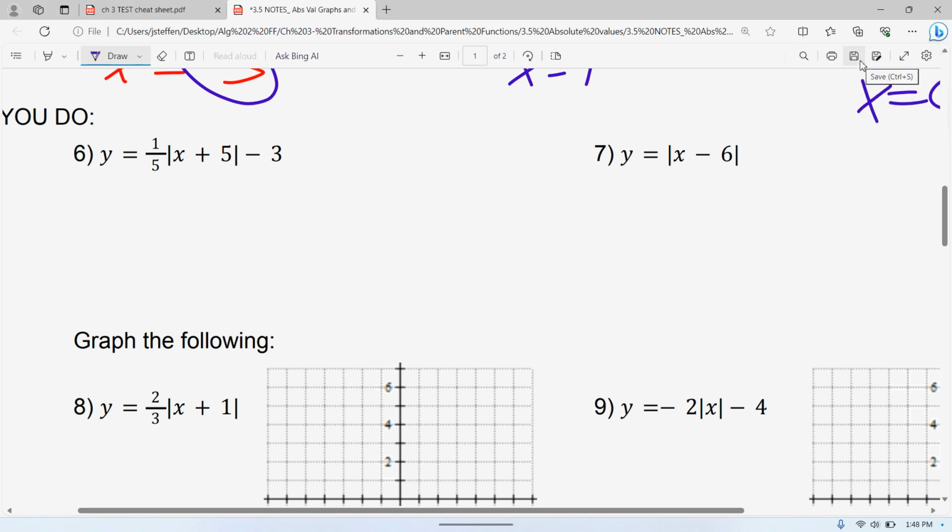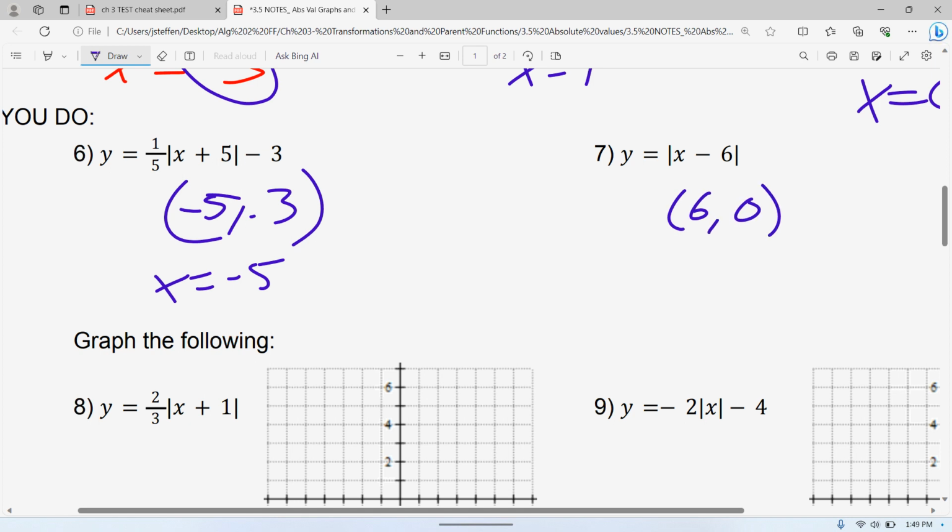So number 6, you should get -5, -3. X is equal to -5. That's your axis of symmetry. And number 7, we have +6 and then 0. It doesn't go up or down at all, so it's just 0. The axis of symmetry is x is equal to 6. Again, the axis of symmetry is always the x coordinate of your vertex.